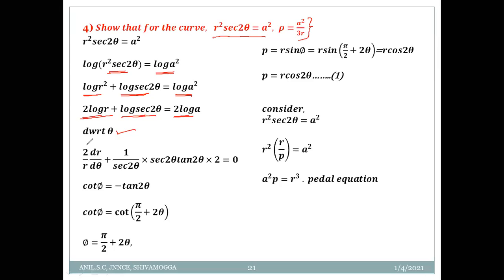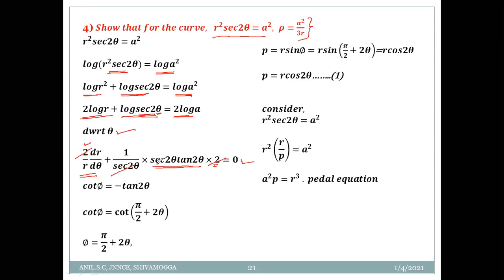Here 2 is a constant, keep it as it is. Derivative of log r is 1 by r into dr by d theta. Derivative of log secant 2 theta is 1 over secant 2 theta, and the derivative of secant 2 theta is secant 2 theta into tan 2 theta, into derivative of 2 theta with respect to theta, which is 2. This is equal to 2 log a, where a is a constant, so its derivative must be 0. Here 2 is common in both the terms, so divide the equation throughout by 2.